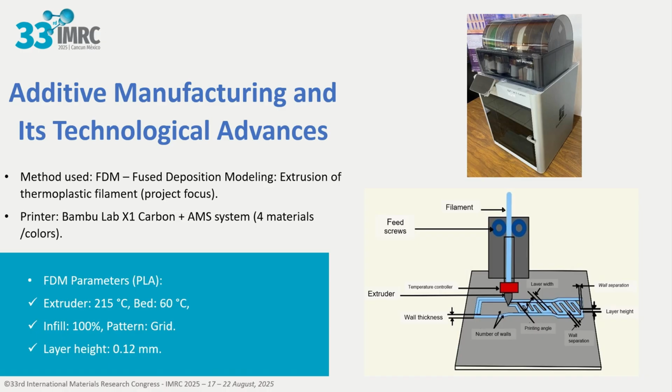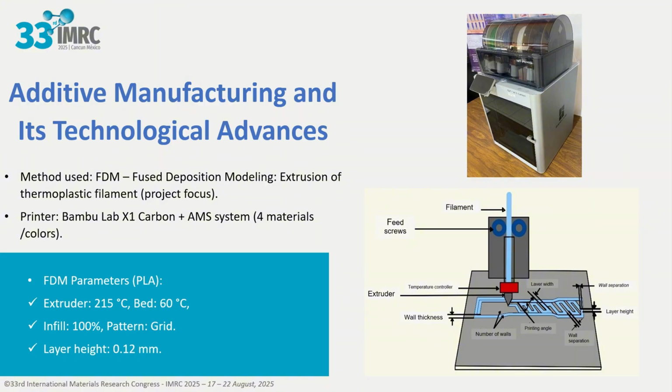Additive manufacturing and its technological advance. As the manufacturing method, 3D printing FDM, fused deposition modeling, was used, which consists of using a thermoplastic filament controlled via a pair of gears responsible for depositing or retracting the filament. The filament is melted at a regulated temperature and extruded through a nozzle in the form of a thin thread. These thermoplastic threads solidify as they take the shape of the design layer by layer until the required model is complete.